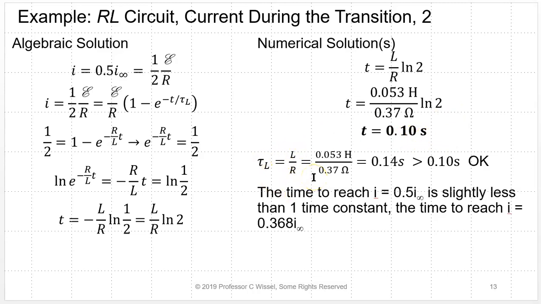So tau L is L over R. We'll get the time constant, and it is 0.053 henries divided by 0.37 ohms. Tau L equals 0.14 seconds, which is slightly greater than T of 0.10 seconds. The time to reach I equals 1/2 the final value, which is T, is slightly less than one time constant, which is the time it takes to reach 63.2% of the final value. So T is going to be less than tau L, and that's expected.